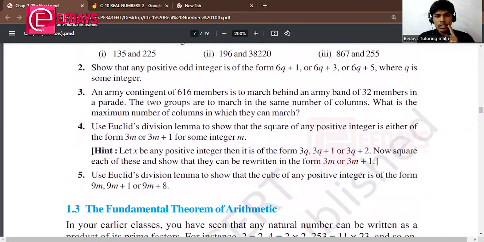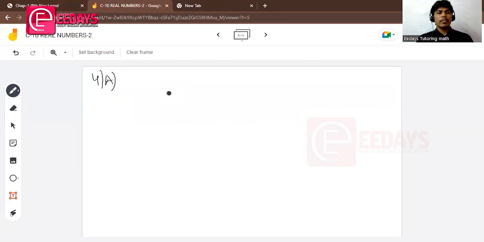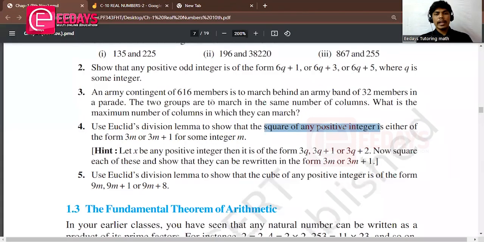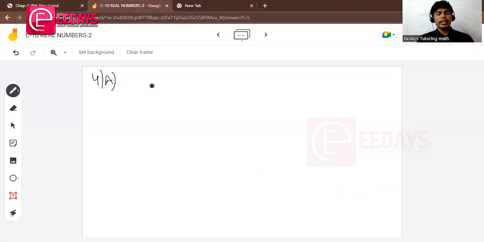First, read the question carefully. Square of any positive integer. This statement is very, very important. Square of positive integers. Before that, you just identify what B is here. In the previous question, we identified B from 6q plus 1 and so on. Now identify B here. It is in the form of 3m and 3m plus 1, right? Observe the hint here. X is any positive integer, you can write in the form of 3q plus 1, 3q plus 2 like this. So we can apply the same hint.